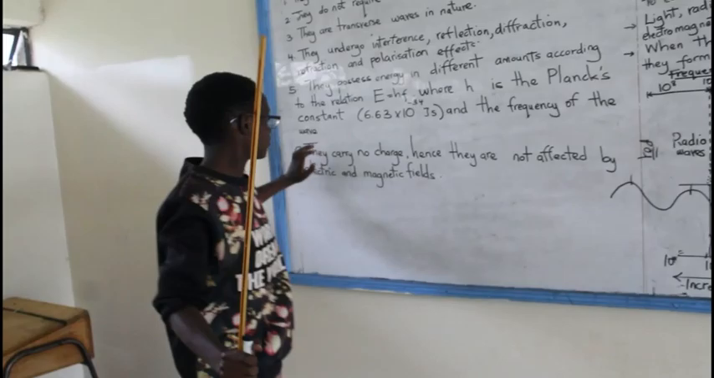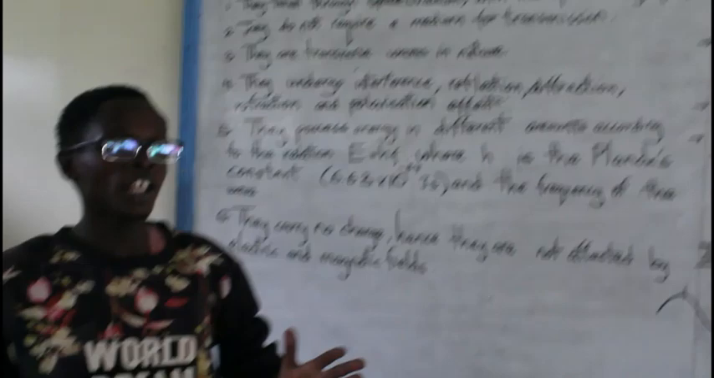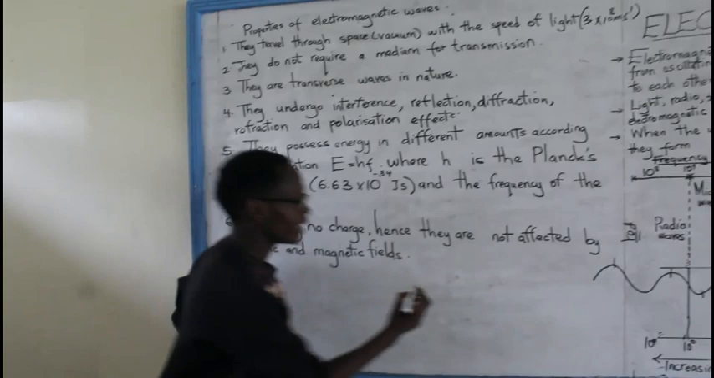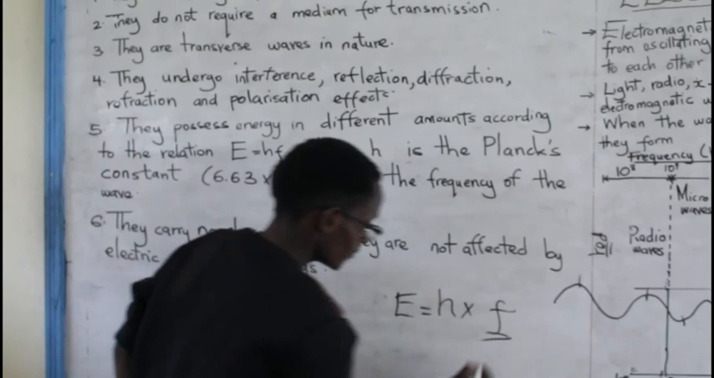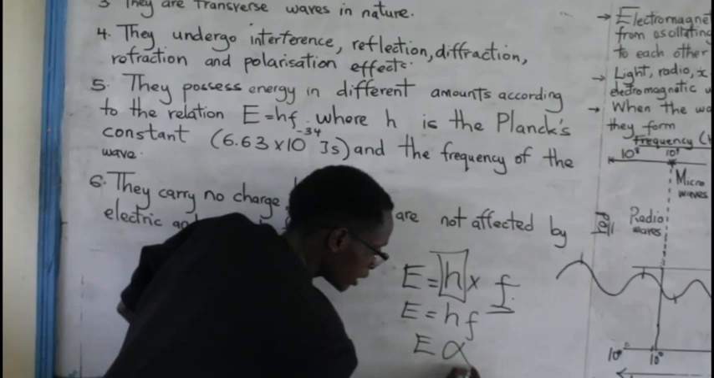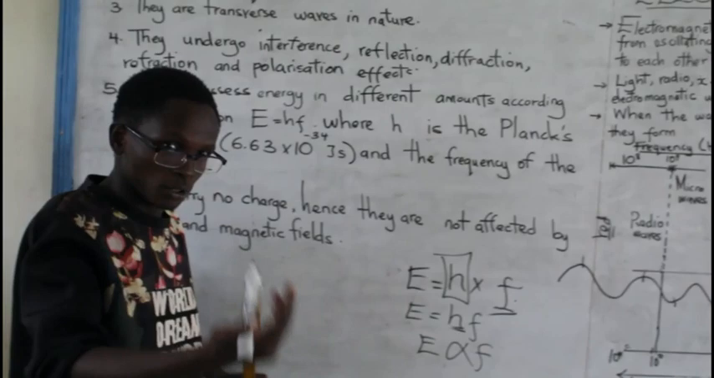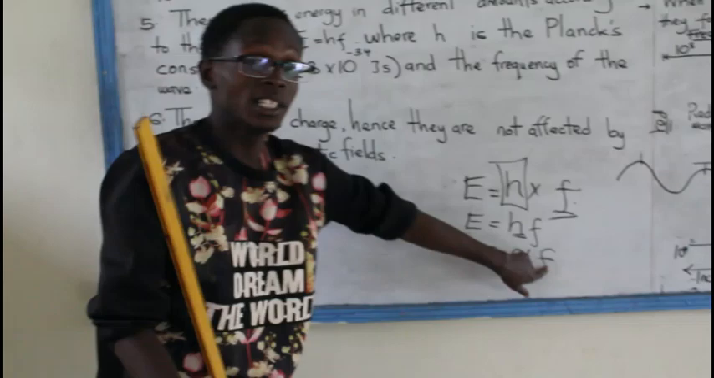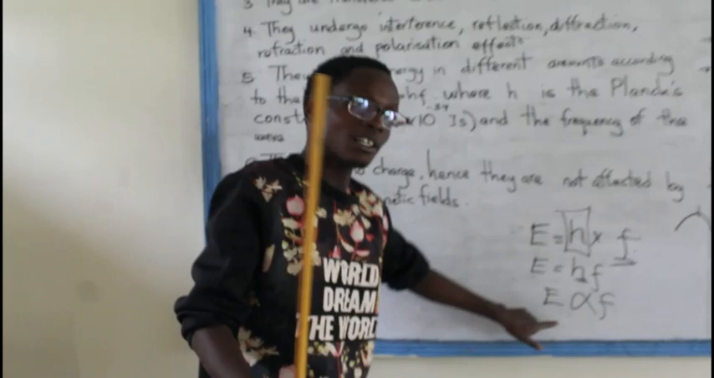The other thing, they also possess energies in different amounts. This follows from Planck's equation, whereby energy is given by Planck's constant multiplied by the frequency. So energy is equal to hf, which means energy is directly proportional to the frequency, because Planck's constant is a constant that does not change. If I increase my frequency, my energy is also going to increase. If I decrease my frequency, my energy is also going to decrease.